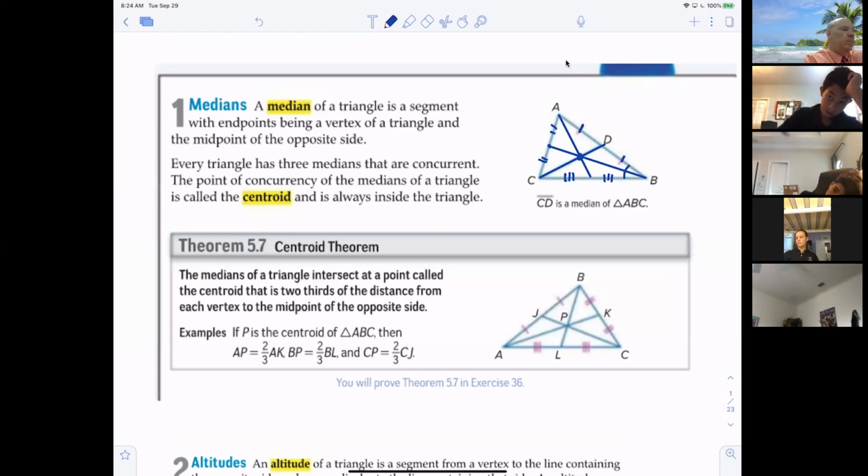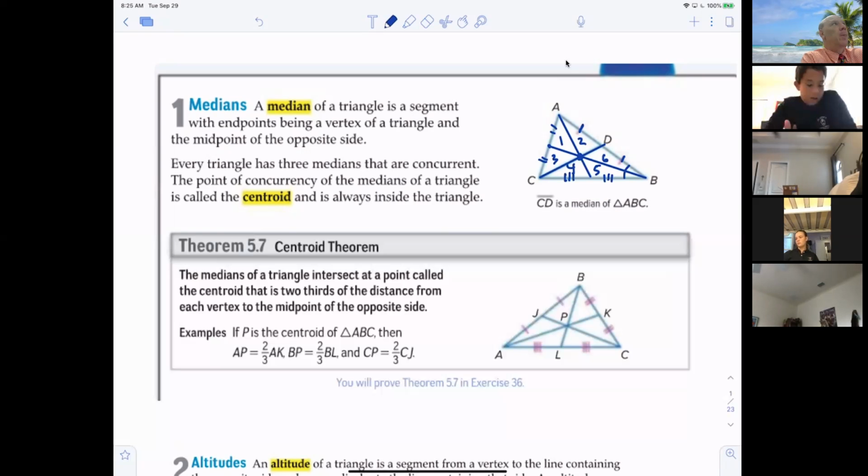6. And something that's really cool is that the centroid divides the triangle into 6 triangles that have equal areas. So all 6 of these areas here, if you were to calculate the area, they would all be what? They would all be exactly the same. So that's just some good information.